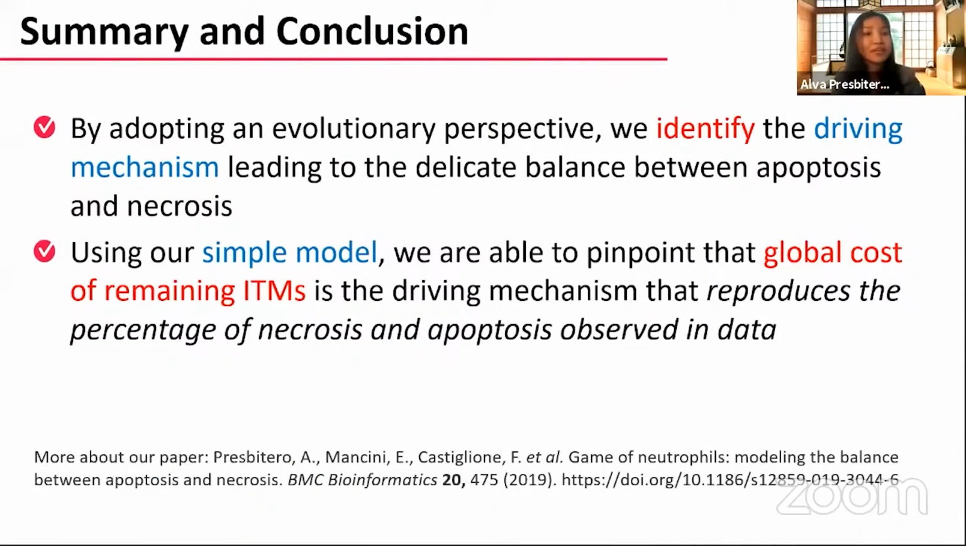Now, in summary, by adopting an evolutionary perspective, we were able to identify the driving mechanism that leads to the delicate balance of apoptosis and necrosis. And using our simple model, we are able to pinpoint that actually the global cost of remaining ITMs is the driving mechanism that reproduces the percentage of necrosis and apoptosis observed in data.